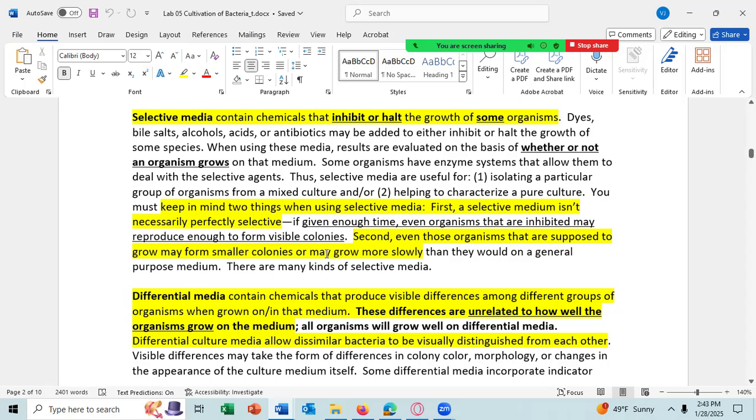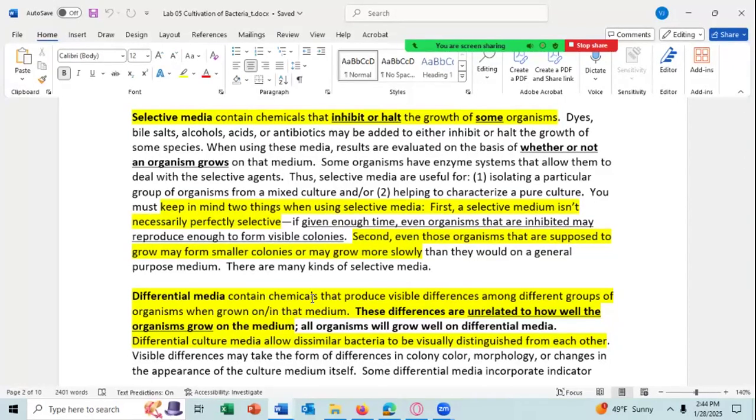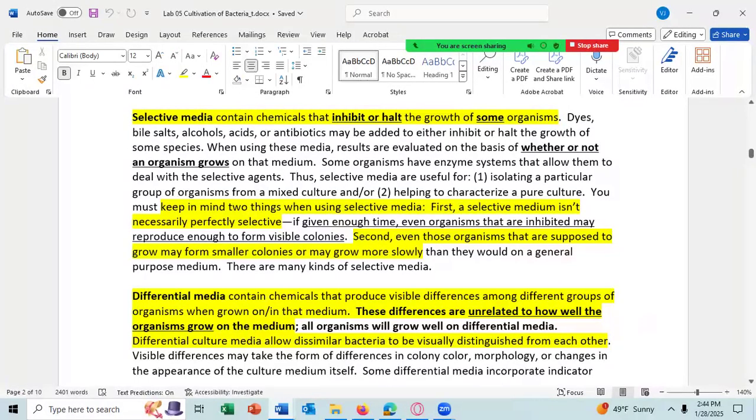Any question about any of that? All right. There's also differential media, and this contains chemicals that produce visible differences among different groups of organisms when they're grown on that medium. These differences are unrelated to how well the organisms can grow on the medium. But when you look at the plate, you might see two different colors from two different organisms growing on the plate. The differential culture media allows dissimilar bacteria to be visually distinguished from each other.